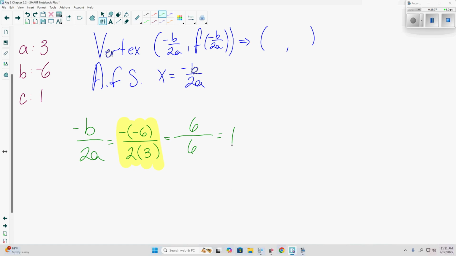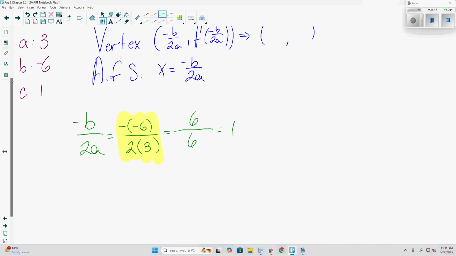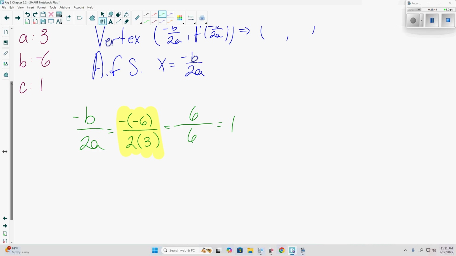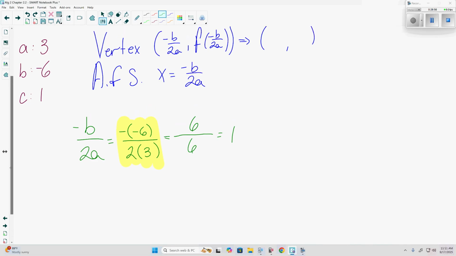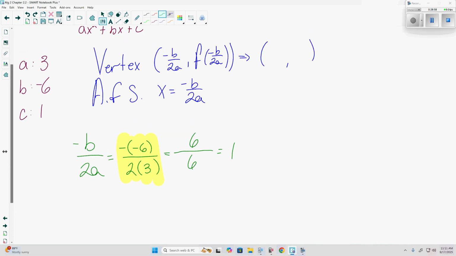Especially on the ACT where time is not on our side, because we're trying to get that done, 60 questions in 60 minutes. It will hopefully be the new format, but it's still a lot of questions and not a lot of time. If we can shorten it or save steps and save time, do that. Okay. Questions on how we found negative b over 2a? We feel good with finding negative b over 2a?